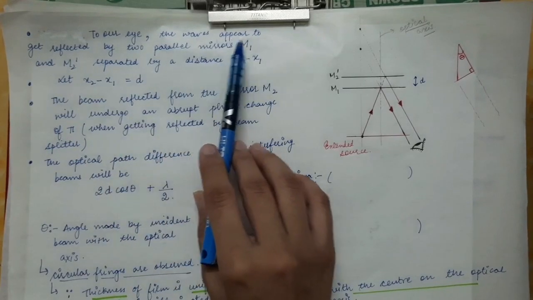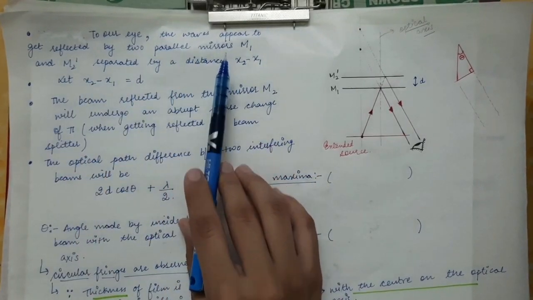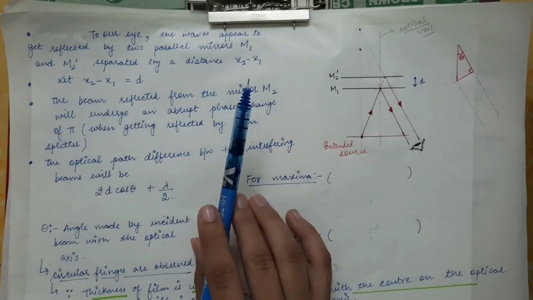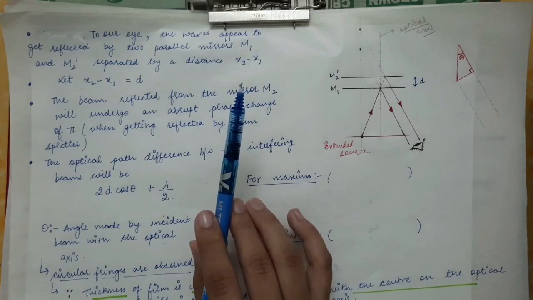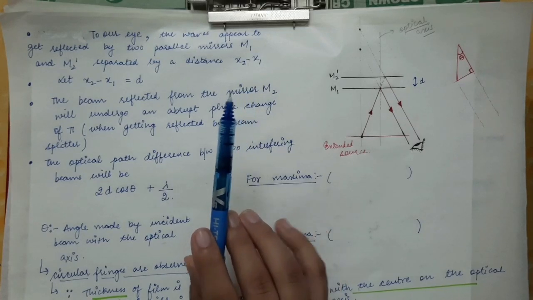Now to the eye, the waves will appear to get reflected by the two plane mirrors. Now the rays which were getting separated from the beam splitter traveled some distance.